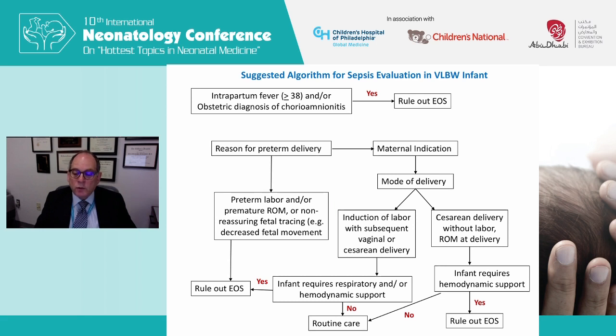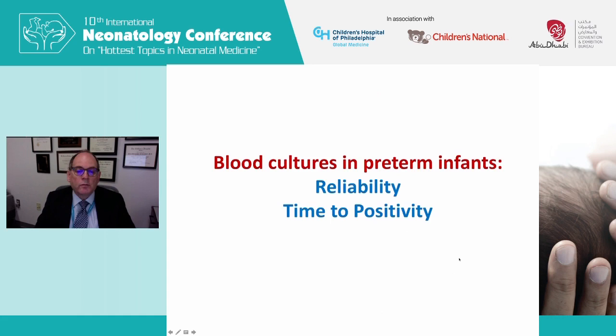So this takes into account both the mode of delivery as well as the severity of illness after birth. And obviously, many babies who are born very preterm may require respiratory support because of lung immaturity or respiratory distress syndrome. And so those babies, when you can't differentiate critical illness from sepsis, would get treated with antibiotics. But there is a subpopulation that we think is safe to simply monitor without antibiotics after birth.